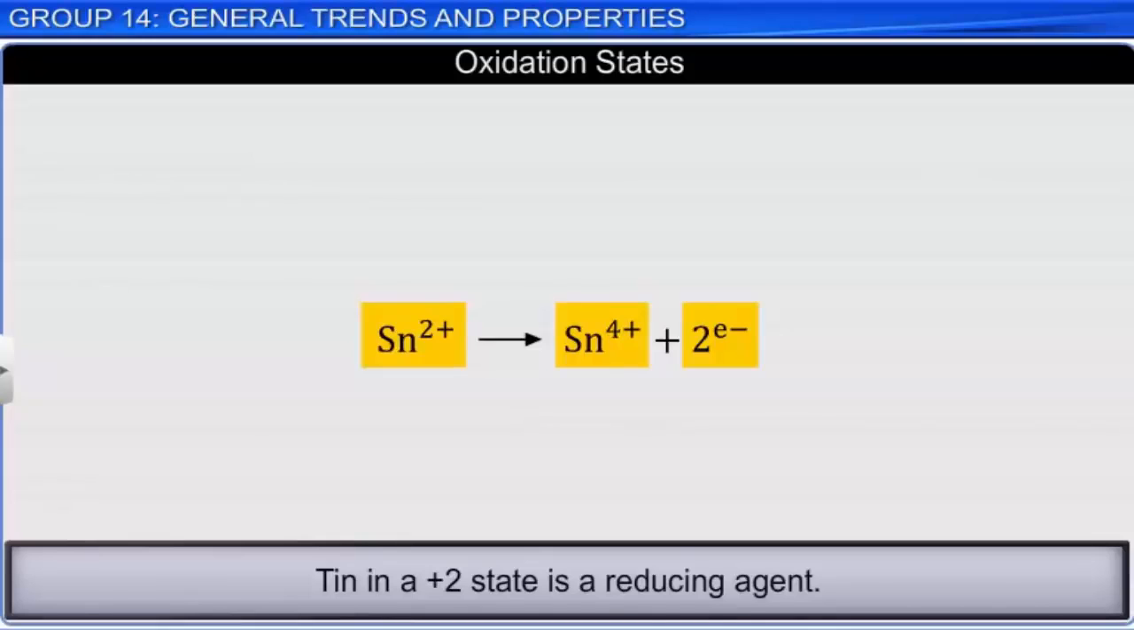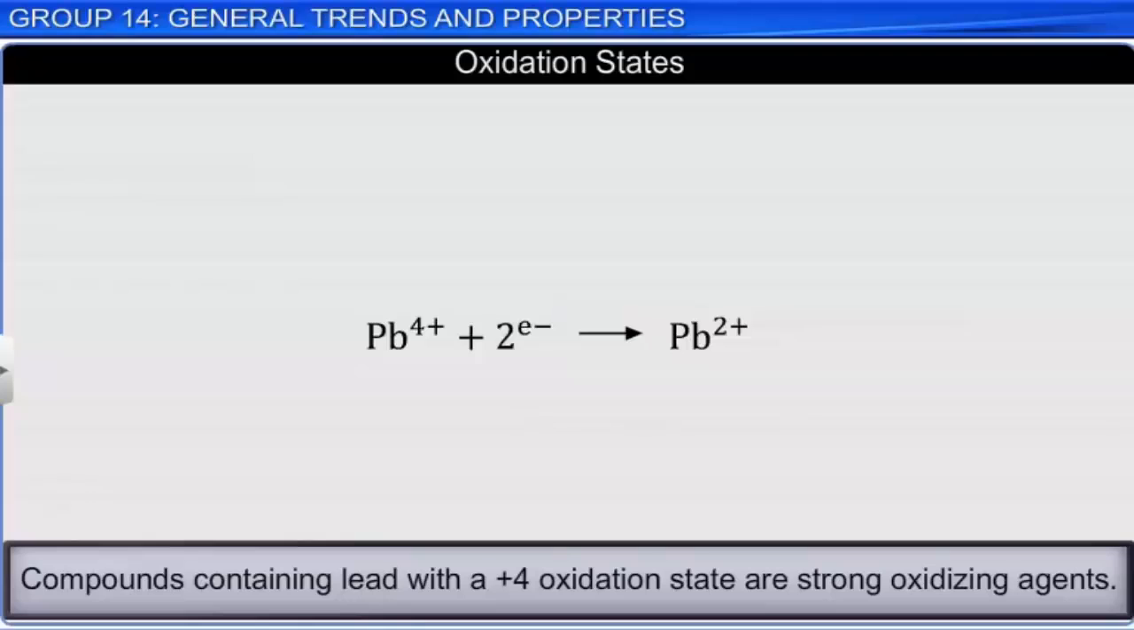Lead forms stable compounds with a +2 oxidation number. Compounds with lead in a +4 oxidation state are strong oxidizing agents. This means that lead 4 can gain 2 electrons, forming the lead 2 ion. Remember, the substance that undergoes reduction can be called the oxidizing agent.